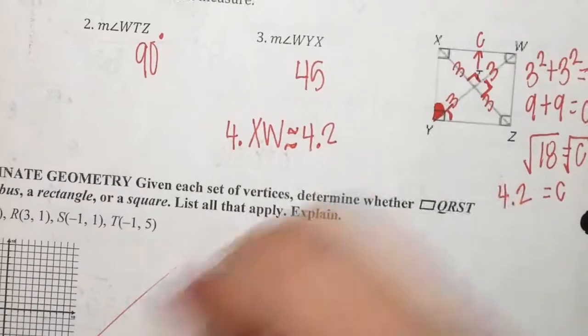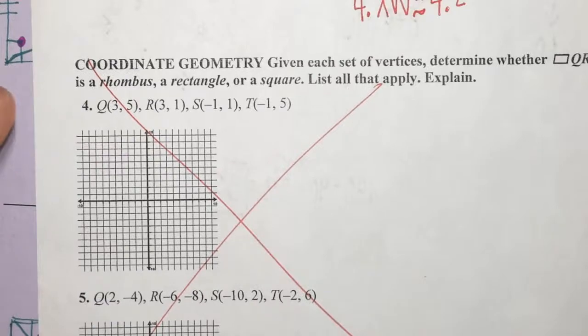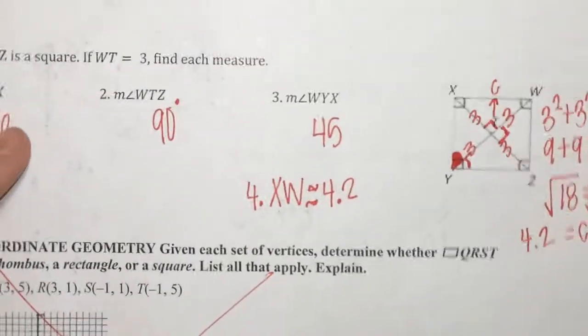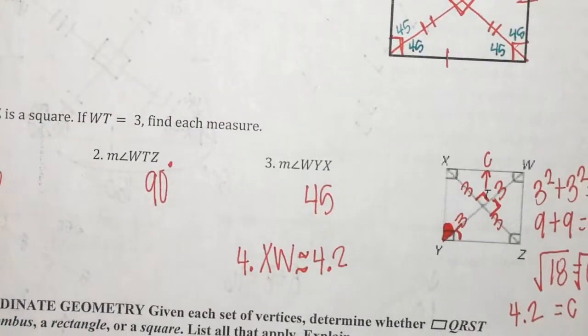Okay, we're not going to do 4 and 5. We're not putting any of those on your test. Yes. Okay. Yes, I like squares the best.